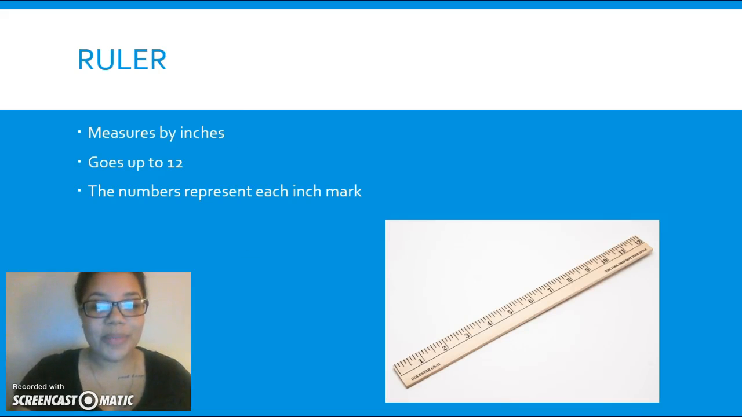First up is the ruler. It is used to measure things in inches. Here's a picture of a standard ruler. Standard rulers go up by only 12 inches. Each number on the ruler represents the inches.